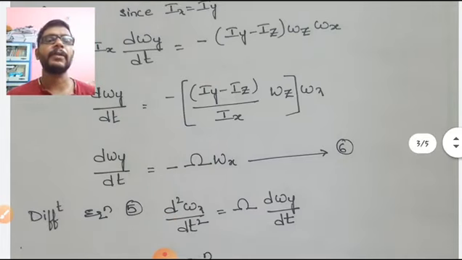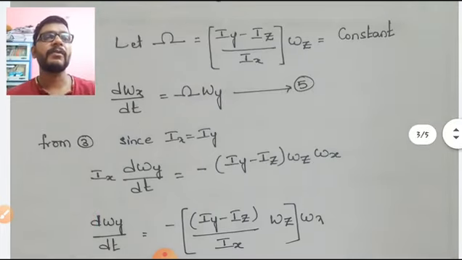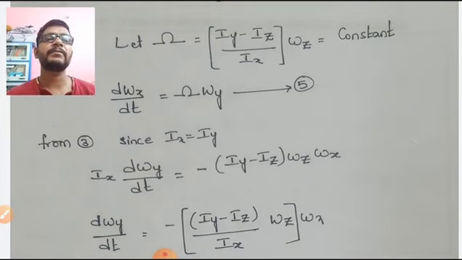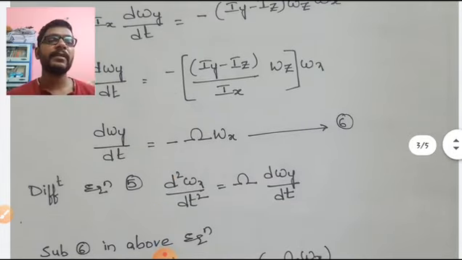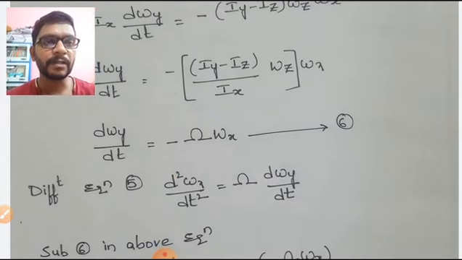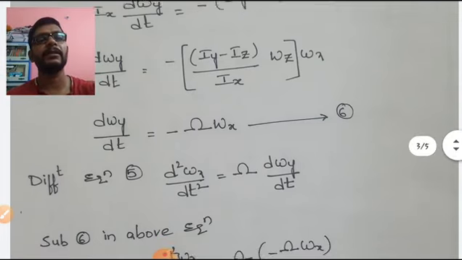Now what we do here is differentiate equation 5 with respect to t. Then we get d square omega x by dt square equal to omega into d omega y by dt. And we substitute in equation 6, instead of d omega y by dt, that value. See what we get here.